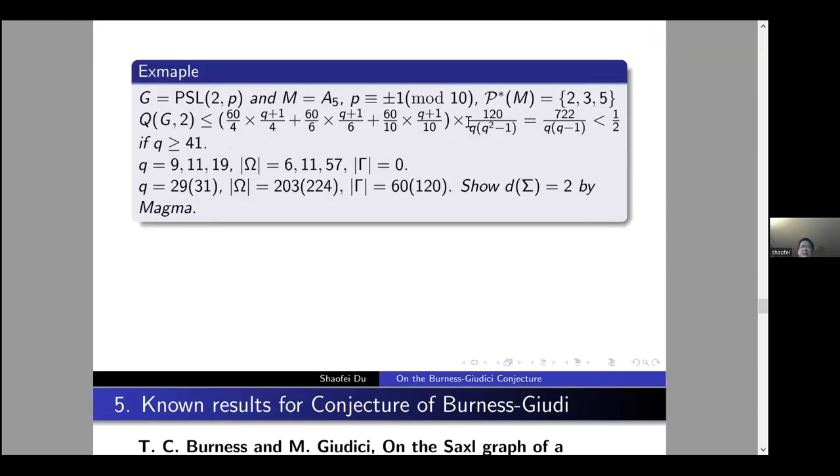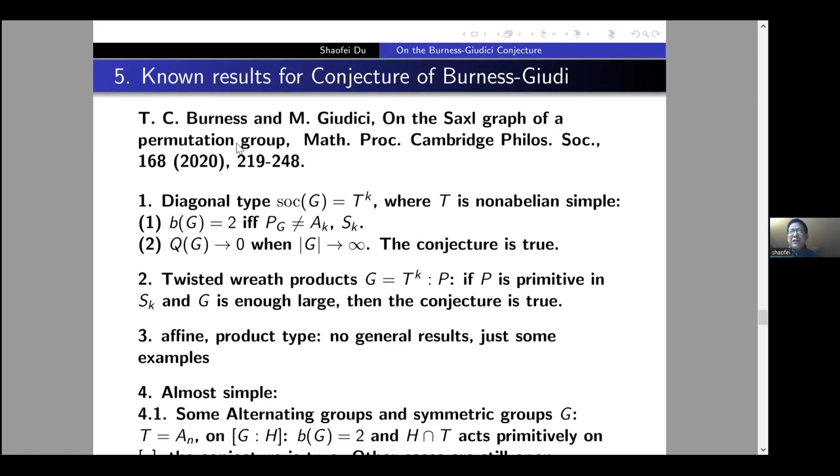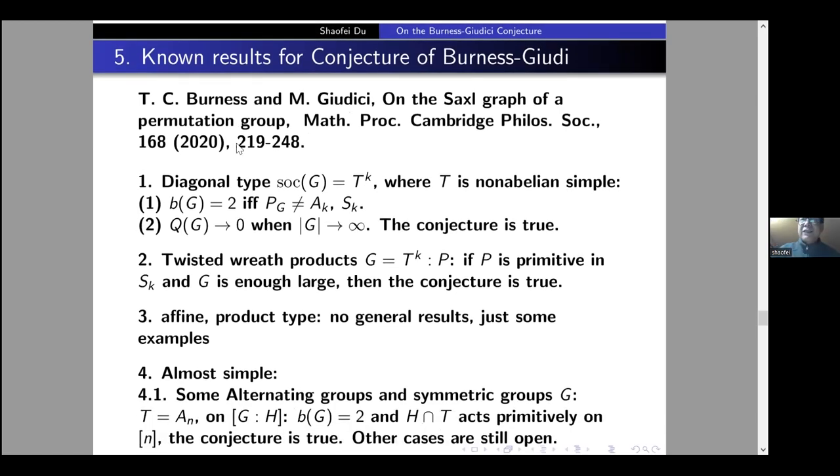But if you don't use this method, you determine the suborbits. This is very long, and it would take more than 10 pages to compute this. So this is some known result about the conjecture. You can check this paper by Burness and Giudici. Okay.